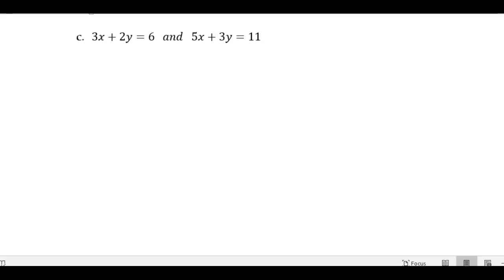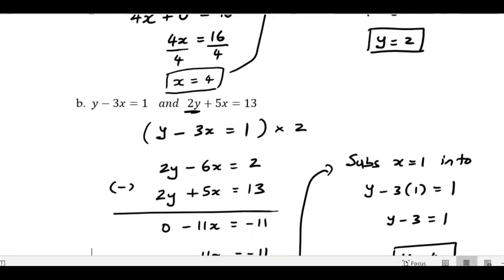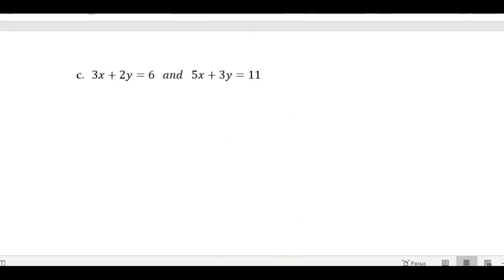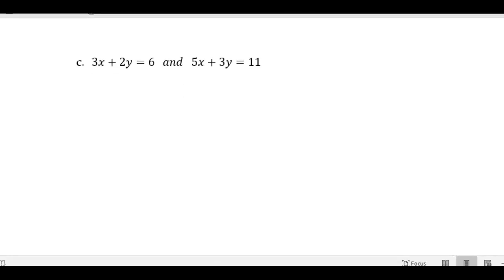So which means we can basically decide which alphabet we want to eliminate. So far in the previous two equations, we've eliminated y. So what we're going to try and do in this particular equation is eliminate x in this case.